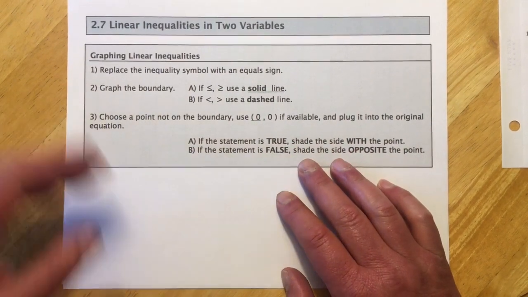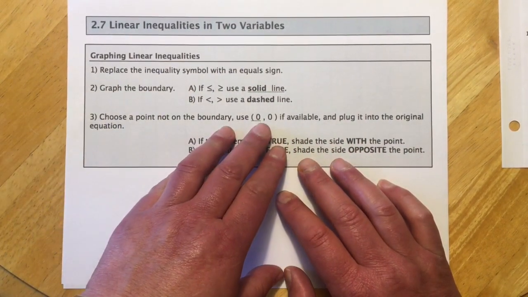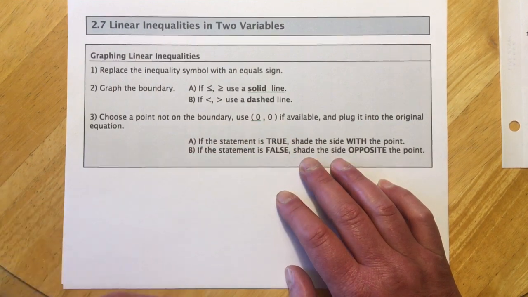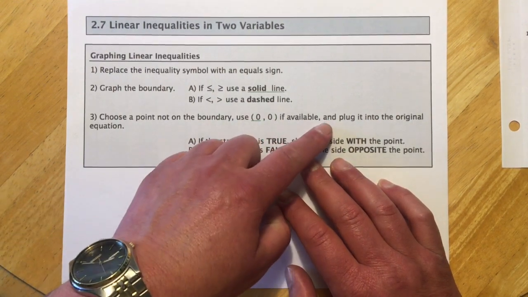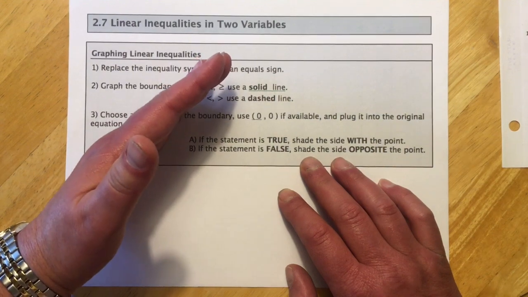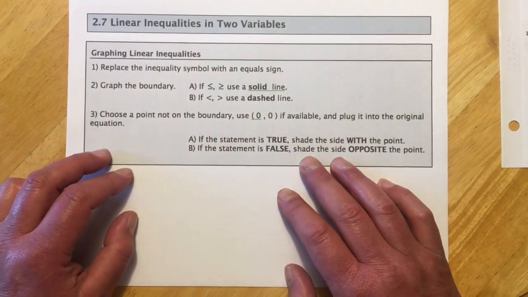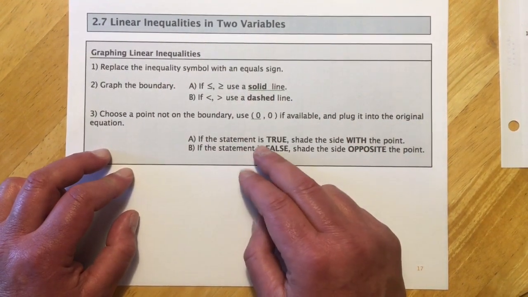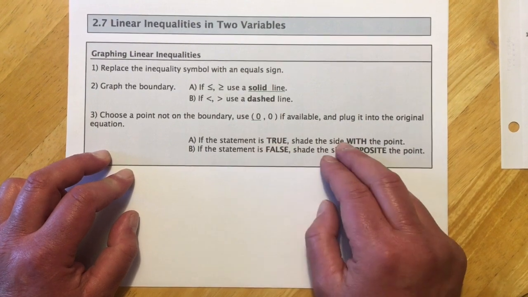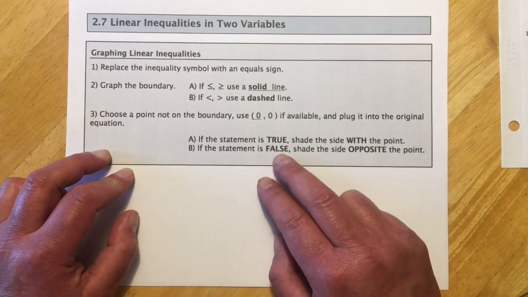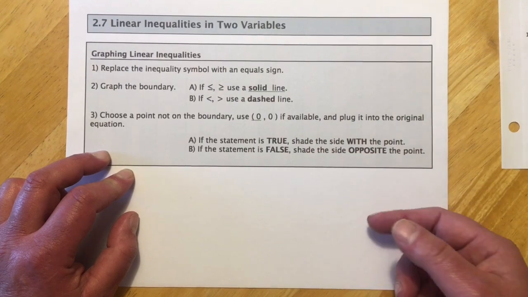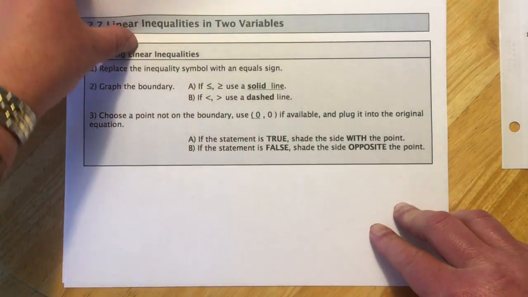And then the third step is to get it shaded. So that's where we use 0, 0 if it's available, and it pretty much generally is. The only time it wouldn't be is if the line went through the origin. But we plug 0, 0 in the original equation. If it comes up true, we shade 0, 0. If it comes up false, then we shade opposite 0, 0. So let me show that with some examples.